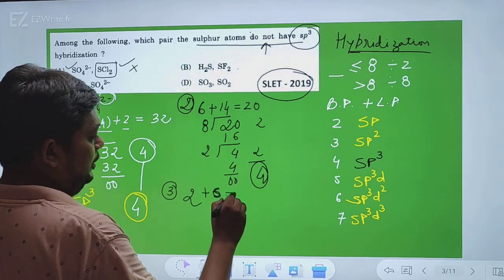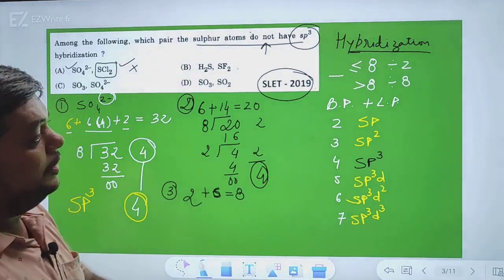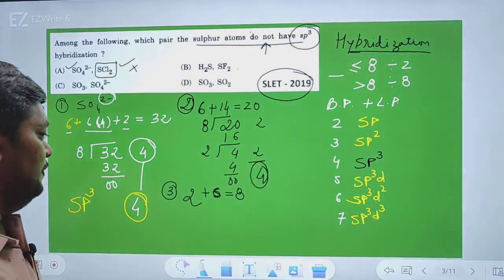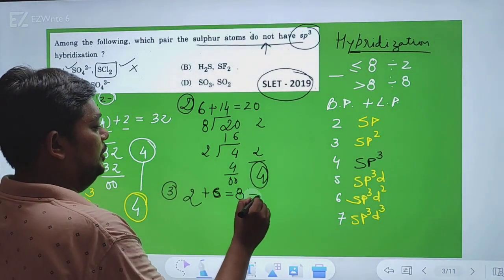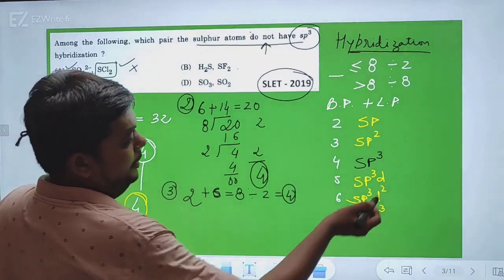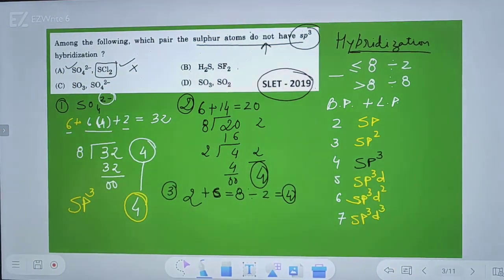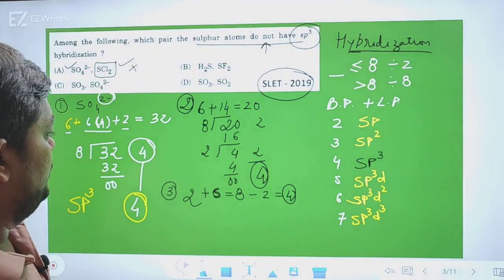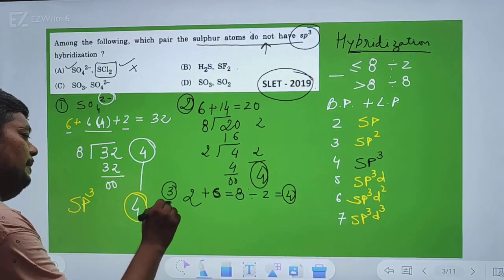It's a total of 8, and when it's a total of 8 divided by 2, friends, you can judge it very well. It is 4, and if it is 4, it is again sp3. The second example is important, SF2. Let's have a look at it.